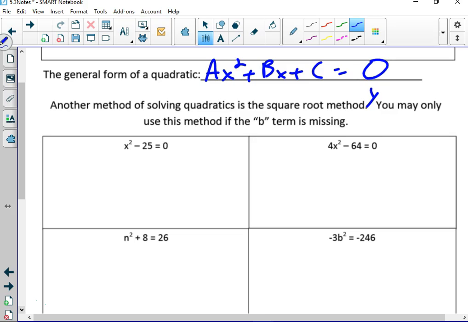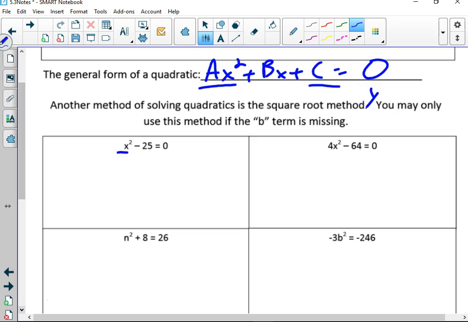You mainly use this method if the b term is missing. So if it's just this and this equals 0, you can use the square root method. Otherwise, you cannot. Okay? So, first thing you want to do, just like solving basic equations, is get the variable by itself. Alright? So, if this was just x minus 25 equals 0, what would we do to solve for x?